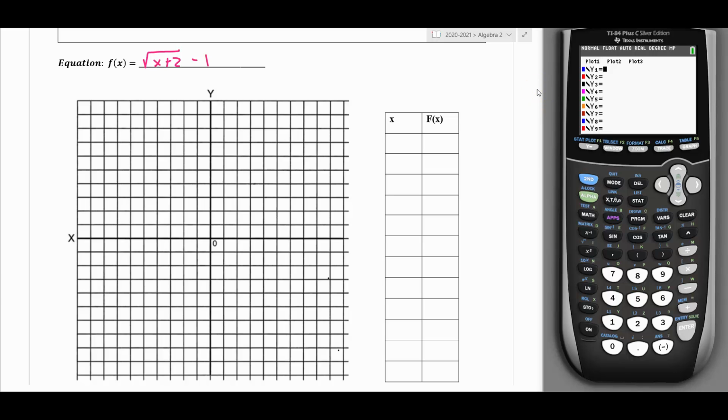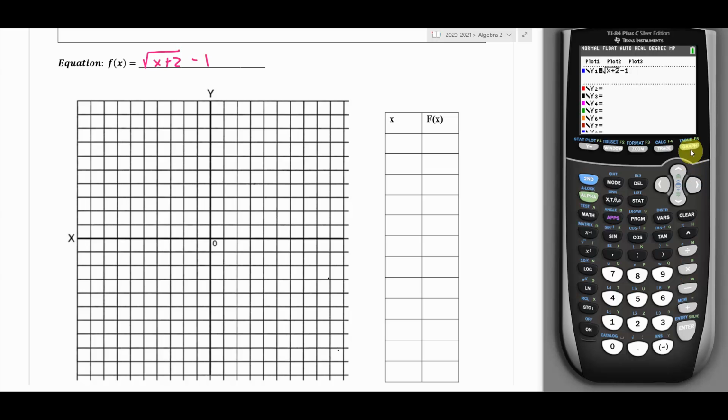Okay, so all I have to do here is enter in the right hand side of the equation, the rule of the function. All right, so I'm going to enter in a square root. I'm going to hit second, and then x squared gives me my square root, and I'll type in x, so this is our x button, plus 2. And then to get out of the square root, I hit the right arrow, and then I'll type in that minus 1 on the end.